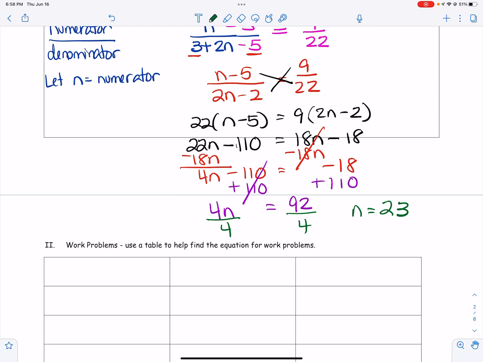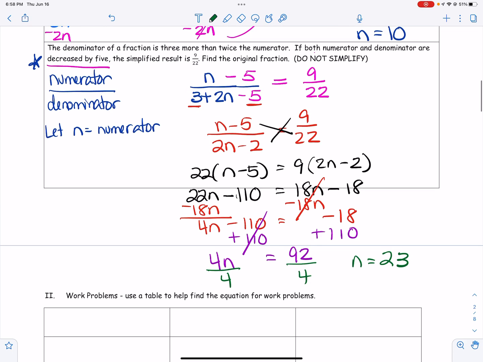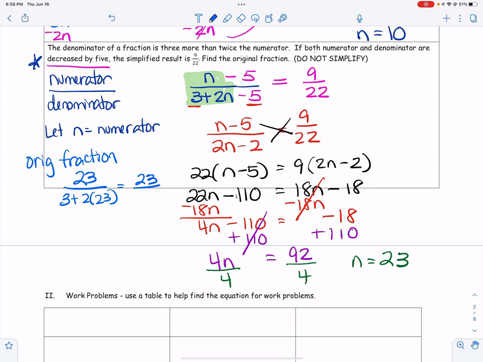But what they want is they want the original fraction, and so go back to this up here and highlight the original fraction is defined like this. So I'm going to come over here and say my original fraction is, the numerator is 23, the denominator is 3 plus 2 times 23, which comes out to be 49. And that's the original fraction that I'm going to enter.